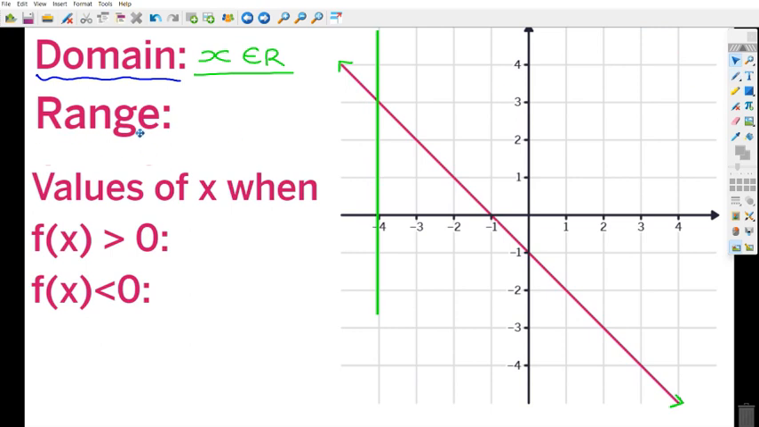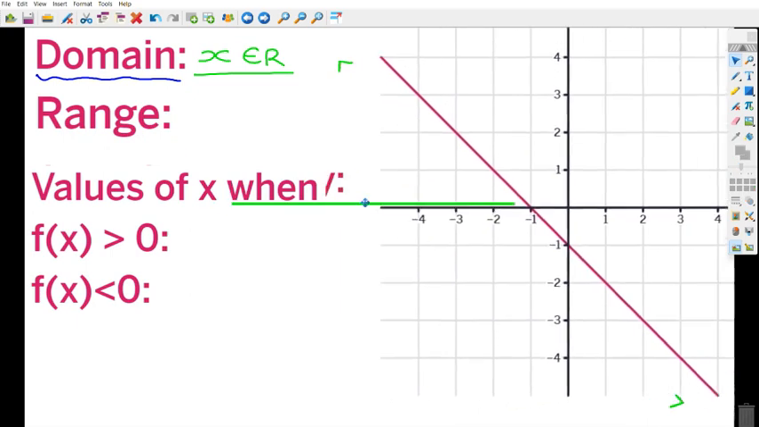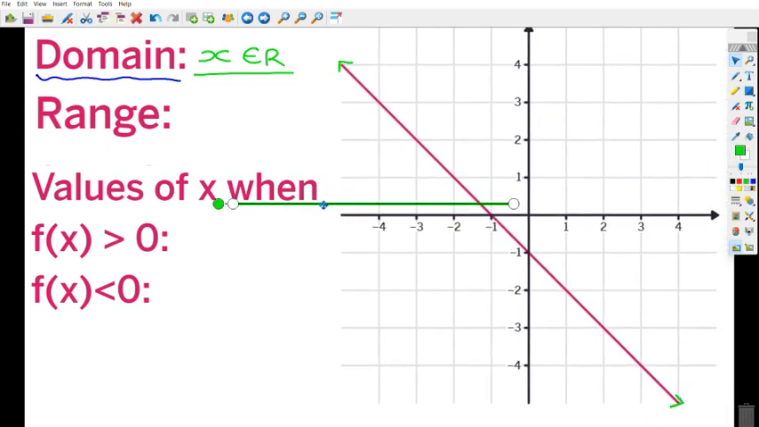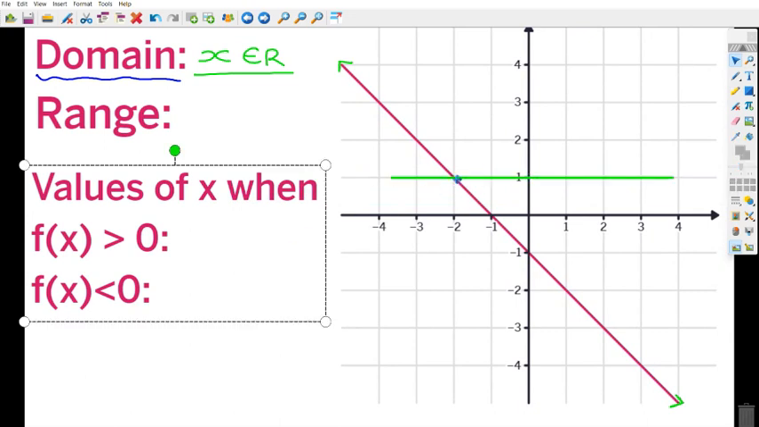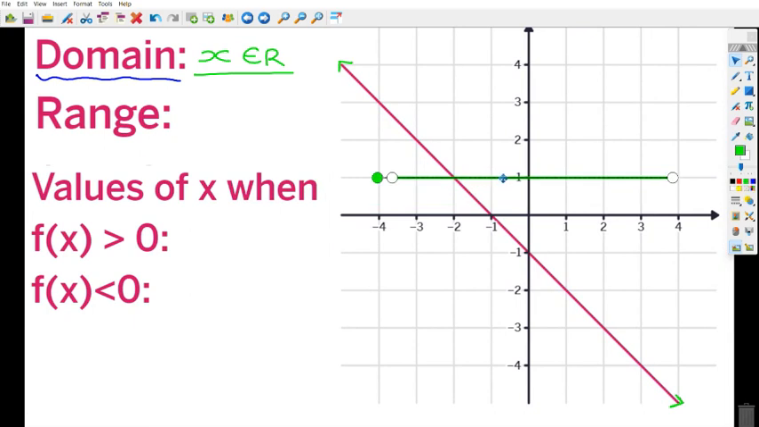Now it's the same thing with the range. The range is all my y values. So I'm going to take this ruler and flip it on its side, because now I'm going to do the y values. If I go to my y value of 1 and put my ruler there, is my ruler touching the graph? Yes. Is it touching there? Yes. There? Yes.